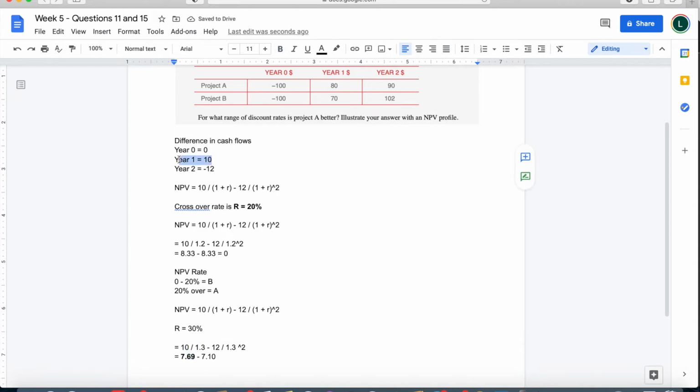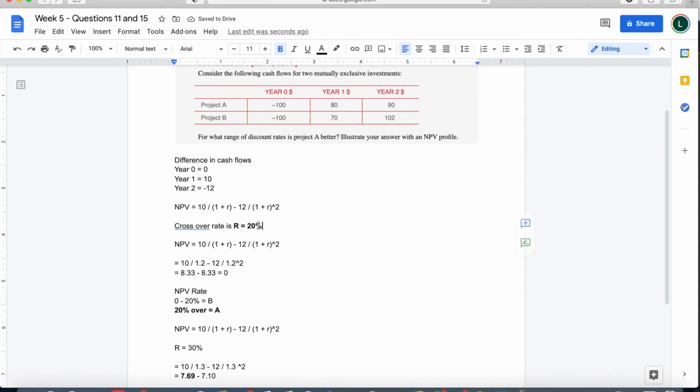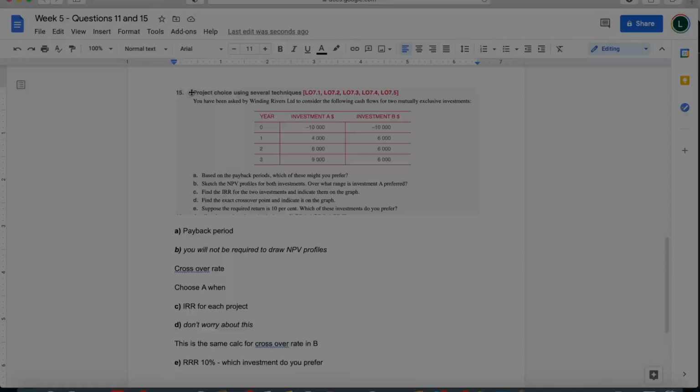So as I said, it's positive on project A's side, so anything above 20% is A. That's our answer. So in addition to stating the crossover rate, you'd also have to state that to get full marks in the exam. Cool.